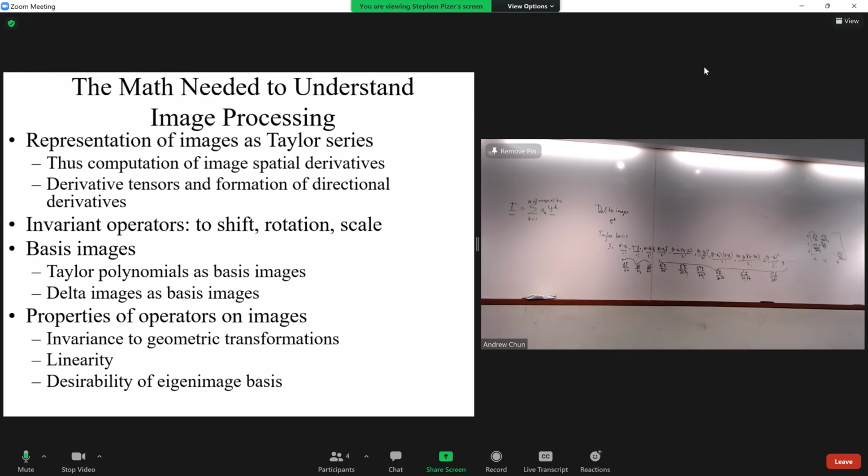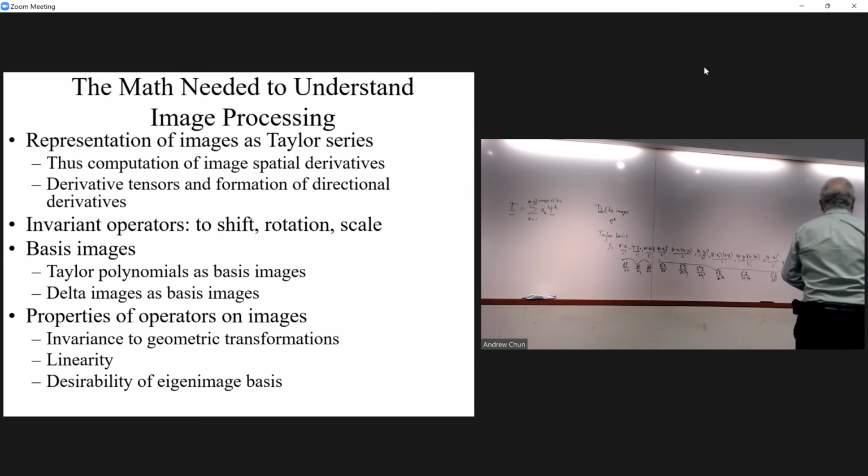And so what ends up is that this matrix turns out to be symmetric, right? Because whether you do x and then y or y then x, it doesn't matter. So the derivative tensor is represented as a symmetric matrix. And it's 3 by 3 for 3D images and 2 by 2 for 2D images.